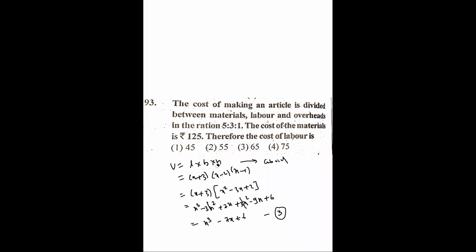In the next question, we have the cost of making of an article is divided between material, labor and overheads in the ratio 5 is to 3 is to 1. The cost of the material is 125. Therefore, the cost of the labor is... So here we need to calculate the cost of the labor.